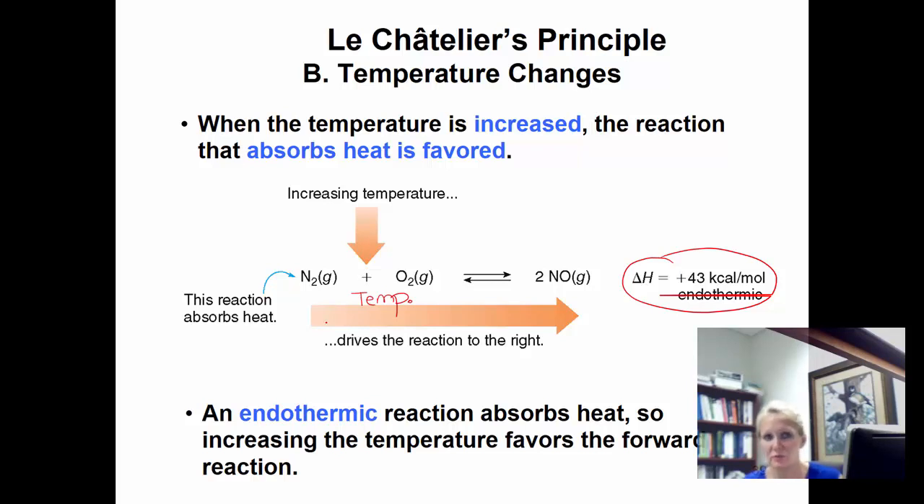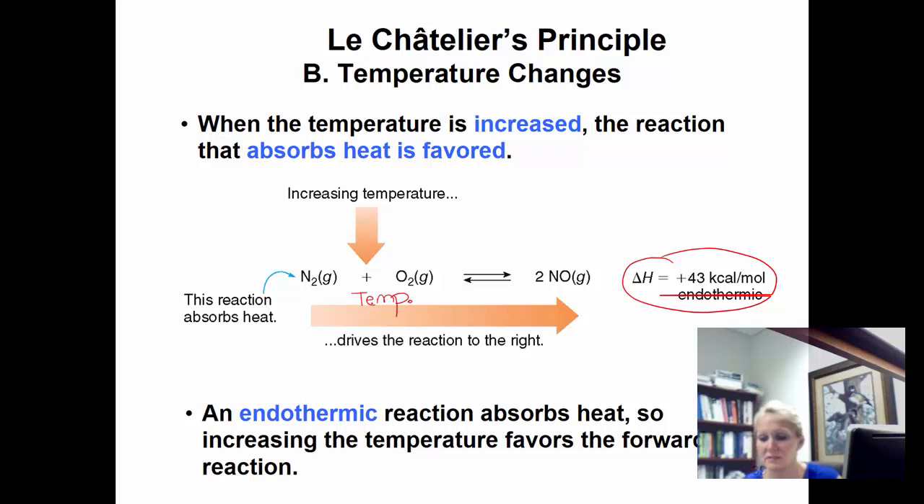But temperature is really a reactant here, because you had to gain, that's what endothermic means. So endothermic, your delta H means you had to gain energy in order to produce products. So when the temperature is increased, the reaction that absorbs heat is favored. For an endothermic reaction, it absorbs heat, so increasing the temperature favors the forward reaction.